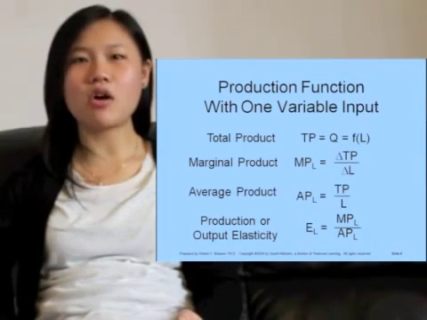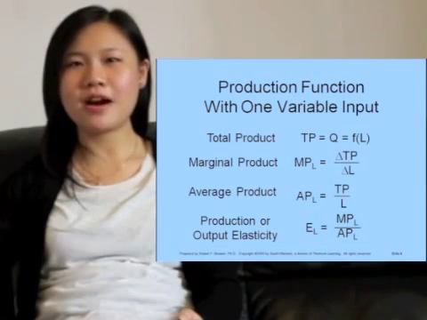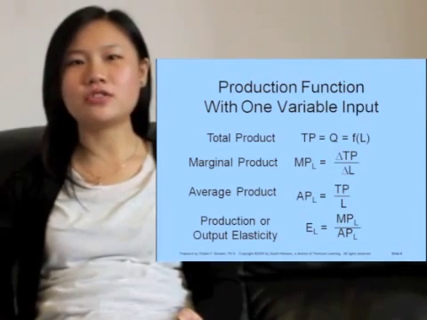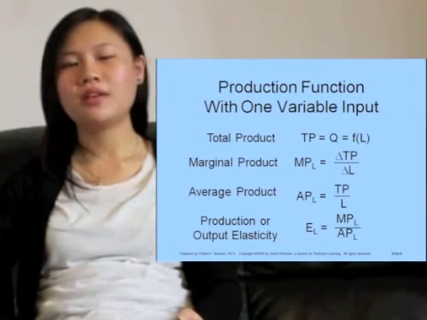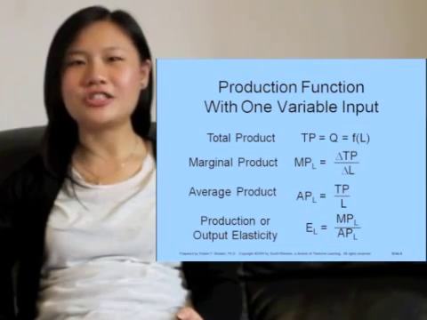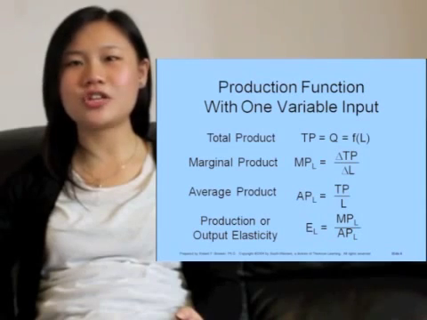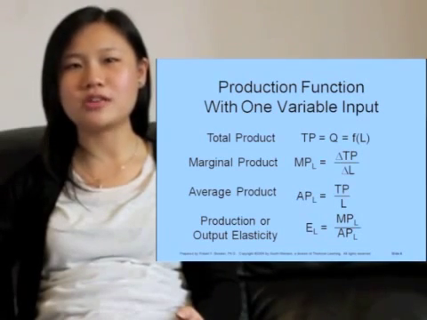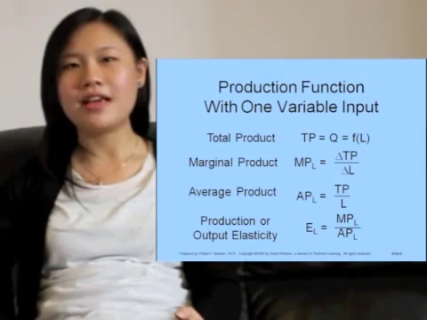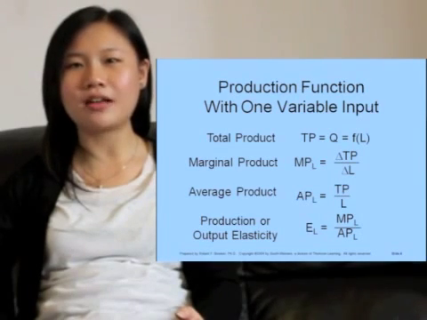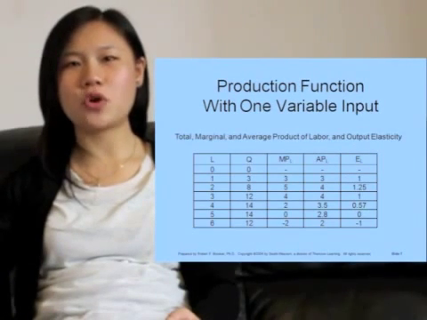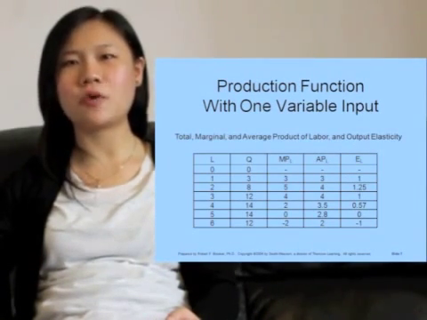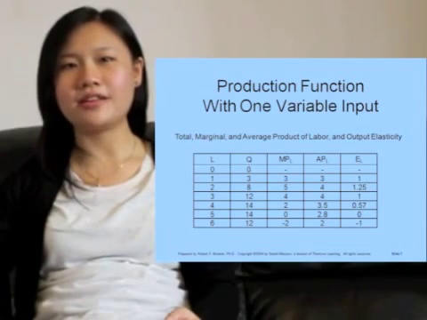Here, by holding capital constant at 1 unit and using labor as a variable input, we can derive the total product of the variable input. The marginal product of labor is the change in total product per unit change in labor used, while the average product of labor equals total product divided by the quantity of labor used. The output elasticity of labor is equal to the ratio of marginal product of labor to average product of labor. The total, marginal, average product of labor and output elasticity from the table earlier is calculated in this table.